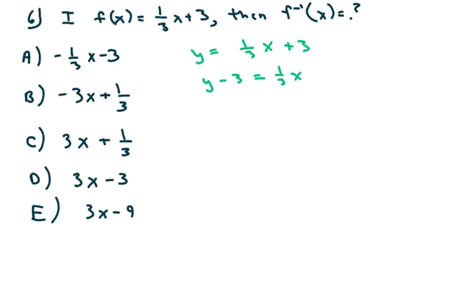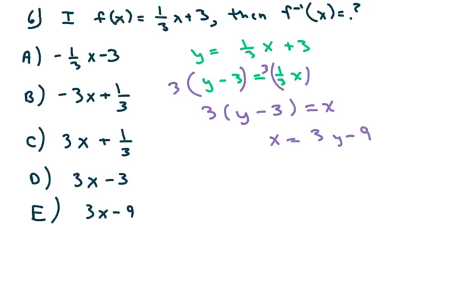So if you multiply both sides by 3, you get 3 times y minus 3 equals x. So x equals 3y minus 9. Now in inverses, you know you have to switch the x and the y. So you can switch the x and the y at this later stage if you want. So the answer here is E.